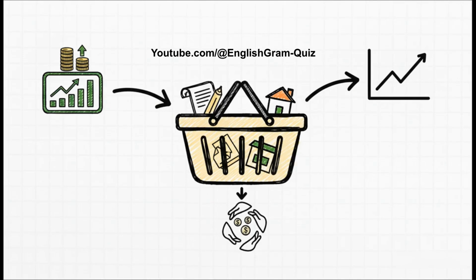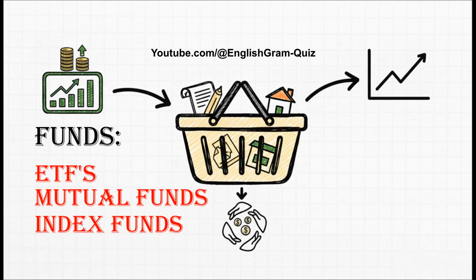But what if you don't want to spend all your time picking out individual stocks or bonds? Well, that's where funds come in. You can think of a fund as a pre-made basket of investments. Instead of buying one thing, you're buying a whole bunch at once. The common ones you'll hear about are ETFs, mutual funds, and index funds. They all just make investing a lot simpler and more diversified. Honestly, they're a fantastic way to get your feet wet.